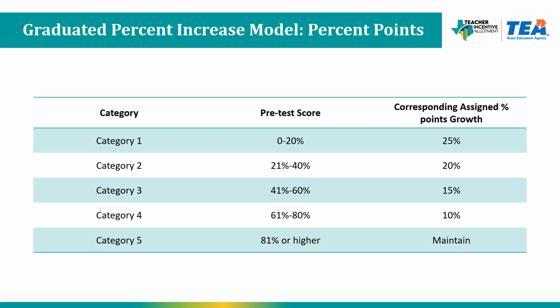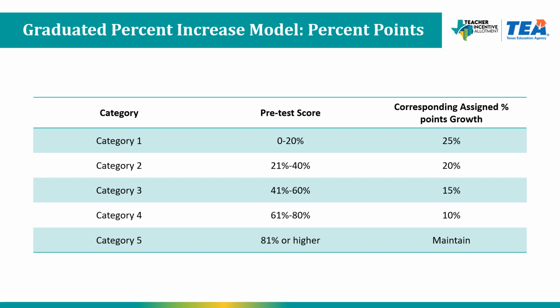Looking at this model, we are assigning percent points of expected growth to each quintile. Quintiles are divided by about 20 points. Looking at category 1, we can see that if a student scores between 0% and 20% on the pretest, they would be assigned 25% points of growth. The students would have to increase their score 25 percentage points on the post-test to show growth.